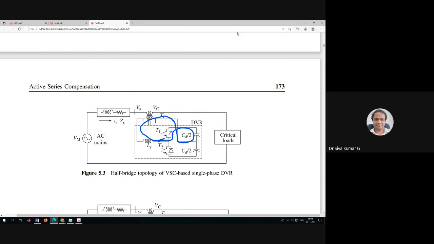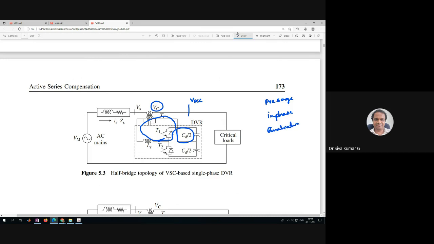The only thing is how much voltage is to be injected. That is what we have to know, in order to know the voltage injection needed to attain the required voltage at the PCC. Generally, they go for a pre-sag voltage injection. They won't go for an in-phase injection, or a quadrature injection. Most of the papers go for this particular pre-sag injection.